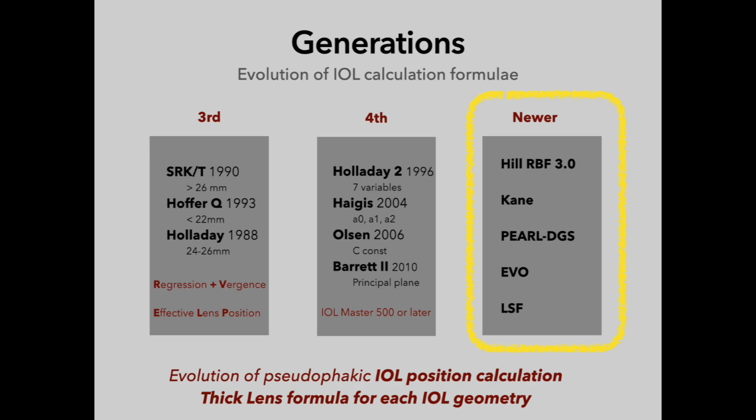Artificial intelligence formulas were developed using over 10,000 data. Hybrid AI formulas like Kane or Pearl DGS are available now too. Some formulas like Pearl DGS are open source. Another like EVO has unknown technology inside.